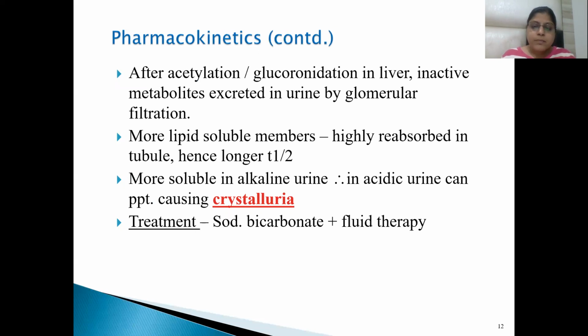More lipid-soluble members are highly reabsorbed from bile, hence a longer half-life. These are more soluble in alkaline urine, and in acidic urine they can precipitate, leading to crystalluria. When we give alkalinizers, that can lead to solubility of the sulfonamides. Treatment is sodium bicarbonate and fluid therapy. More fluid should be taken to prevent crystalluria, and alkalis like sodium bicarbonate are given to alkalinize the urine, because in acidic urine they can precipitate and cause crystalluria.